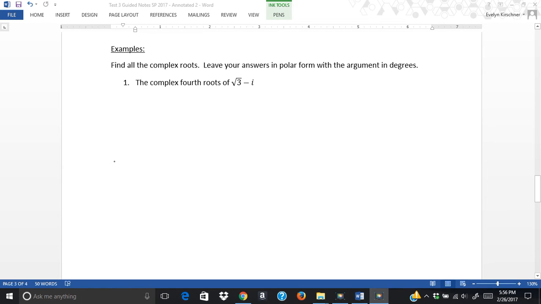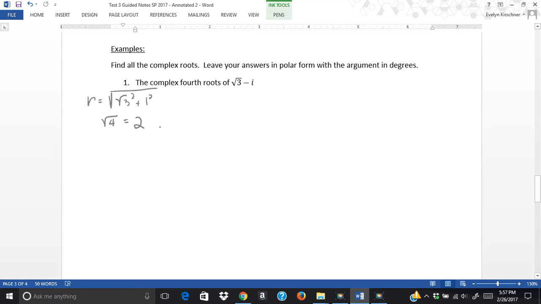So I want to find the complex fourth roots of radical 3 minus i. So first I have to put it into polar form. So my r is going to equal the square root of radical 3 squared plus 1 squared, which is the square root of 4, which is 2.